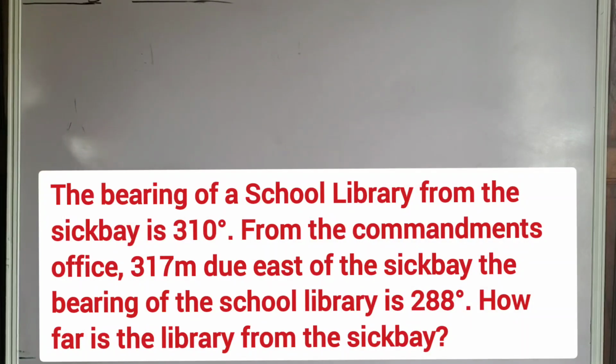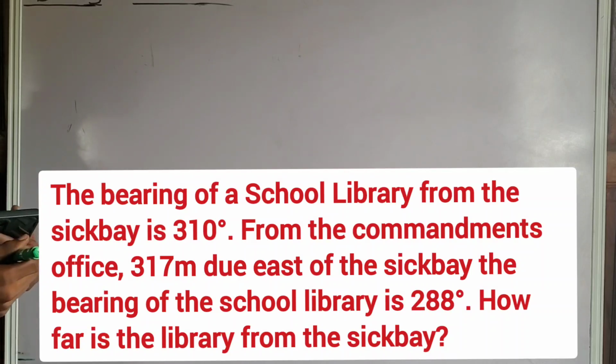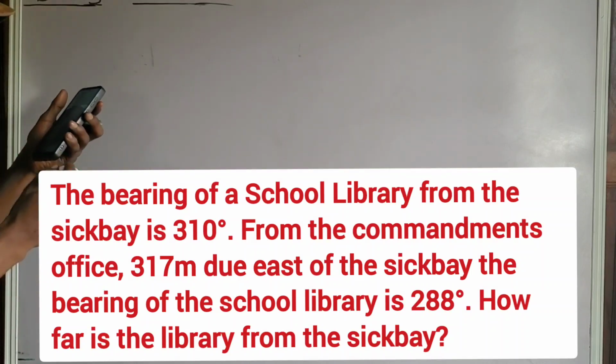The bearing of a school library from the sick bay is 310 degrees. From the commandment office, 317 meters due east of the sick bay, the bearing of the school library is 288 degrees. How far is the library from the sick bay? Now, please pay attention. In bearing, there is no way we can do without a diagram. So we have to first draw the diagram.